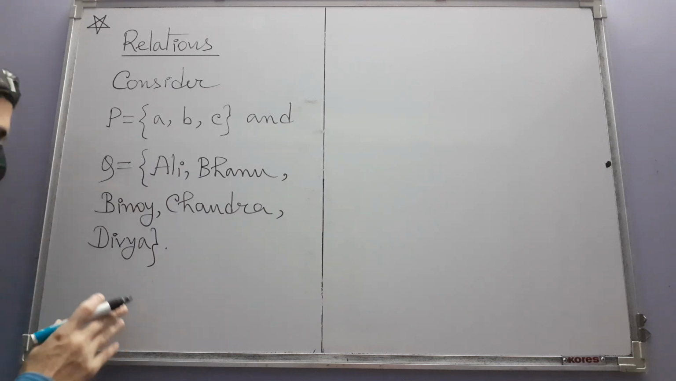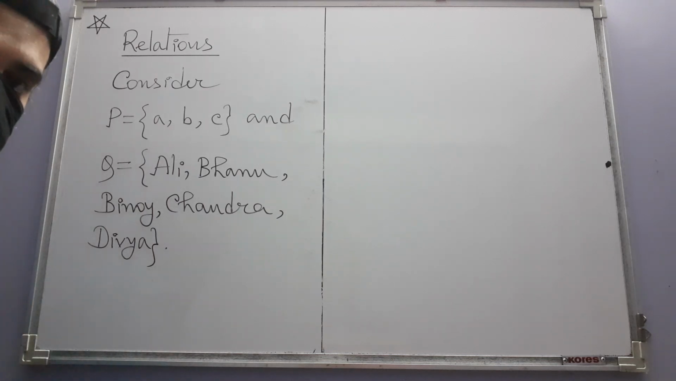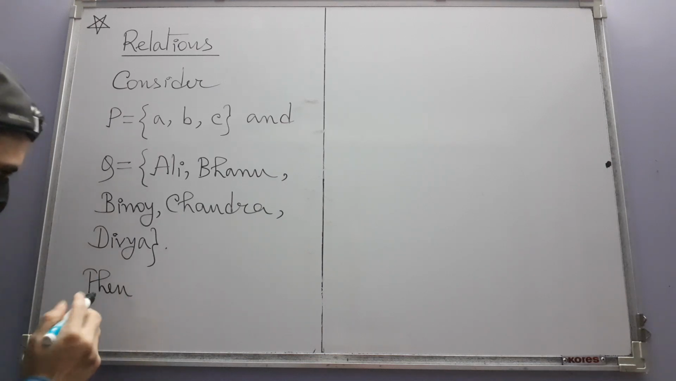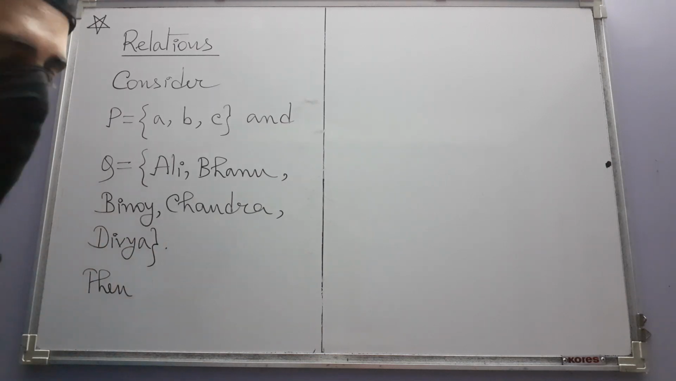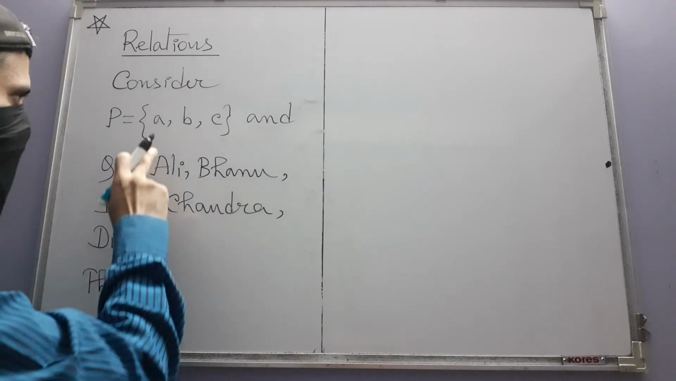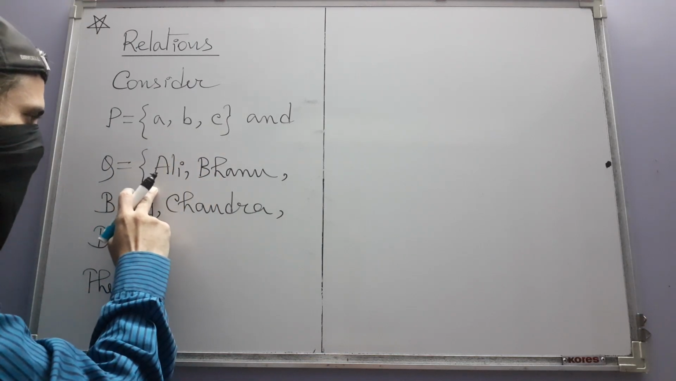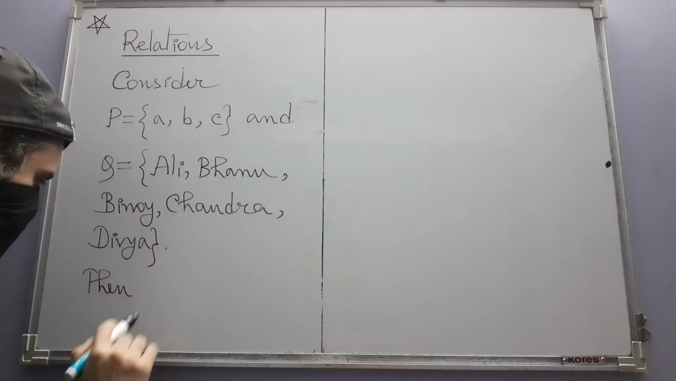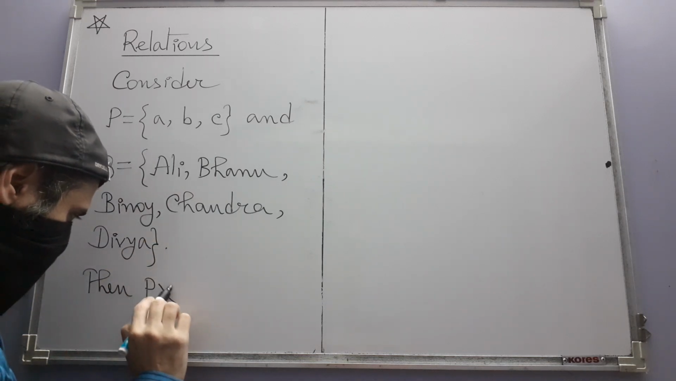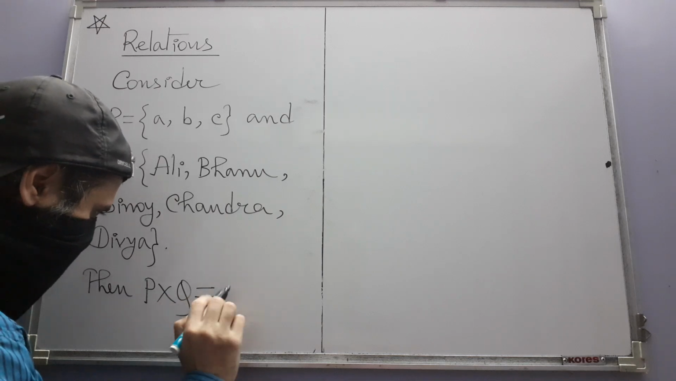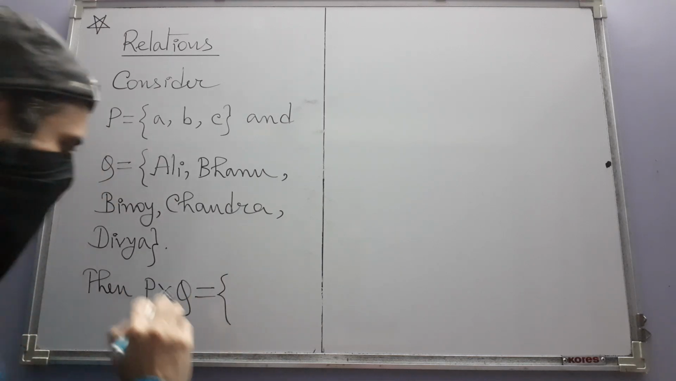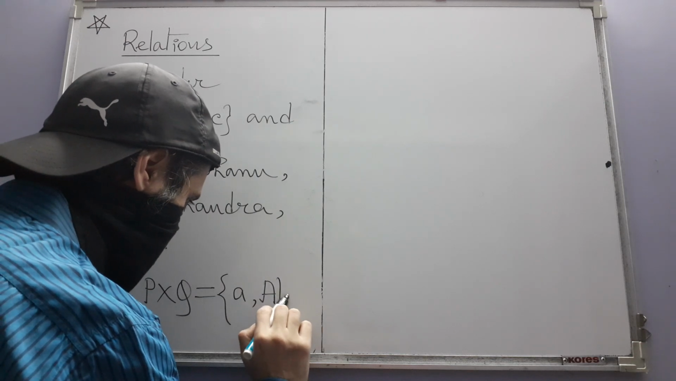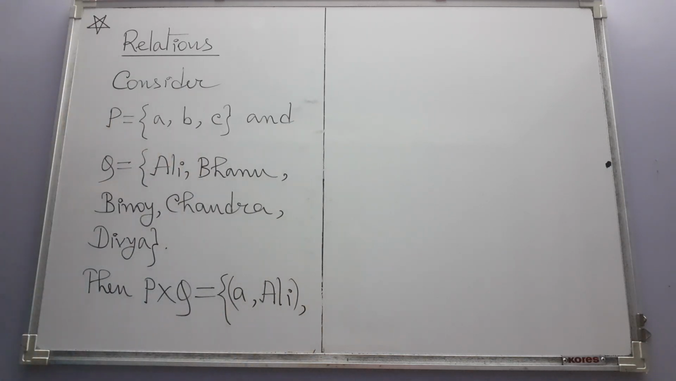Then we can form the Cartesian product of P and Q. And the Cartesian product, of course, will have all the possible ordered pairs where the first element is coming from P and the second element is a name coming from Q. So we can write P times Q somewhat not that seriously by showing some of its elements.